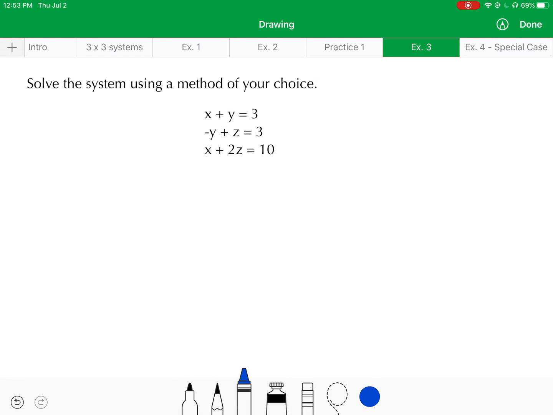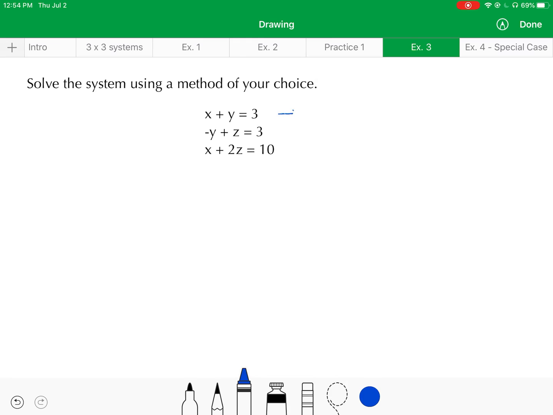Okay, in this video, we're just going to look at a couple more examples involving solving a 3 by 3 system of equations. In this example, you have three equations. Notice that there are three variables at play here between the three different equations, but each equation only has two variables in itself. We can solve with a method of our choice here. Both substitution and elimination are able to be used here, but I think this one would be perfect for substitution.